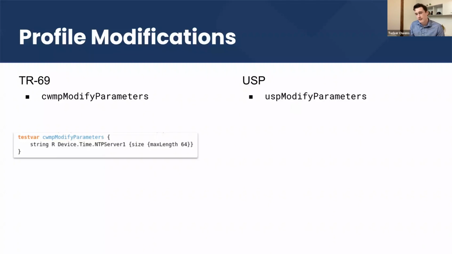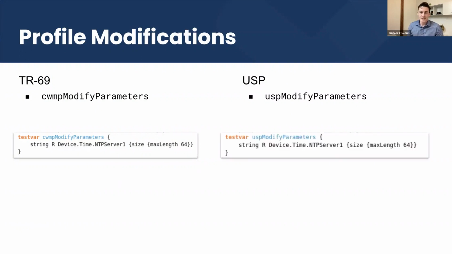On the USP side, it's basically going to be perfectly symmetric to the CWMP side of things. So the test var is USP modify parameters, and you can do the exact same thing. So that makes it really easy. If you have a TR-69 data model that you're porting over to USP, which means you've got the same set of tweaks that you need to port over, you for the most part should be able to just copy the CWMP modify parameters test var, make a copy of it, rename it USP modify parameters, and you should be up and running.